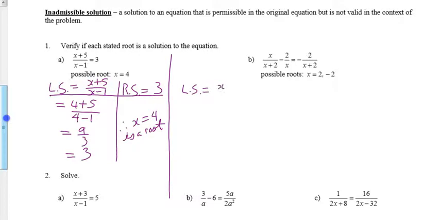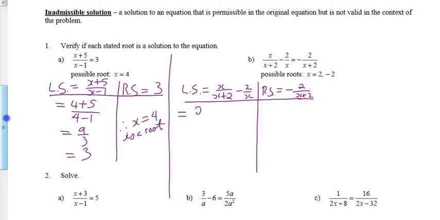So again, left side is x over x plus 2 minus 2 over x. Right side is -2 over x plus 2. Okay, so there's that negative sign in front there. This time we're going to substitute. We're going to start off by doing 2. So we're going to say x equals 2. So it gives me 2 over 2 plus 2 minus 2 over 2. Which is 2 over 4 minus 1, or 1/2 minus 1, which is -1/2.